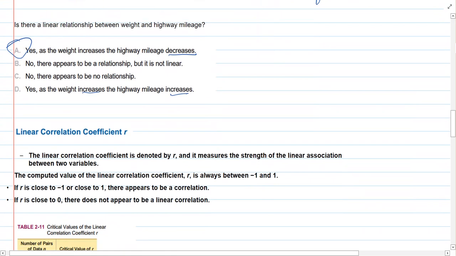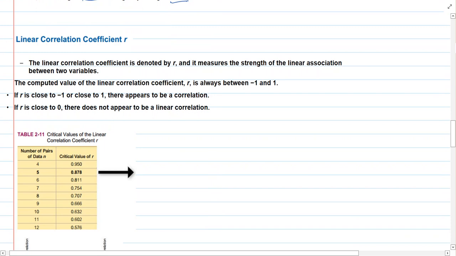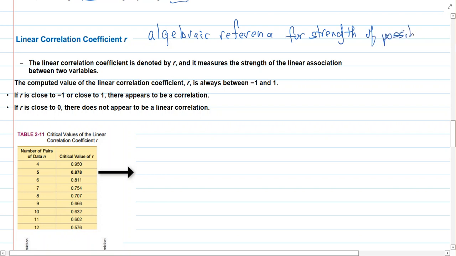Excellent. Linear correlation coefficient R. Now this is an algebraic reference for the strength of the possibility of a line.